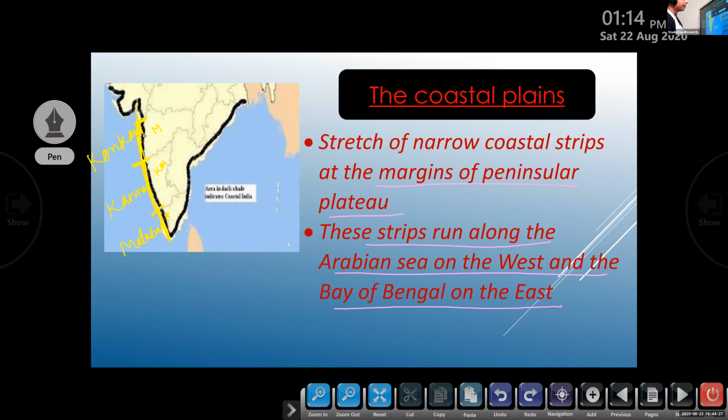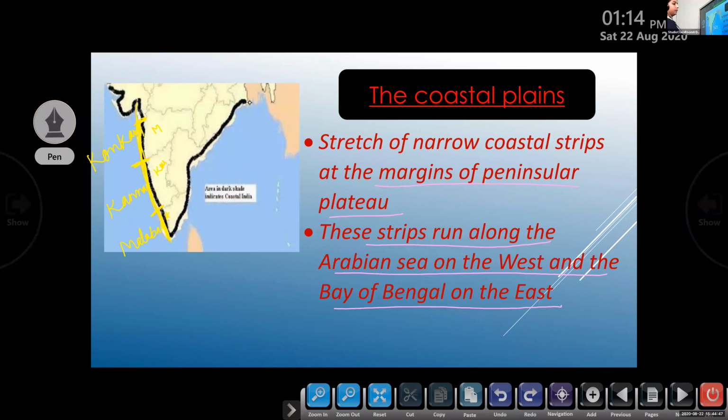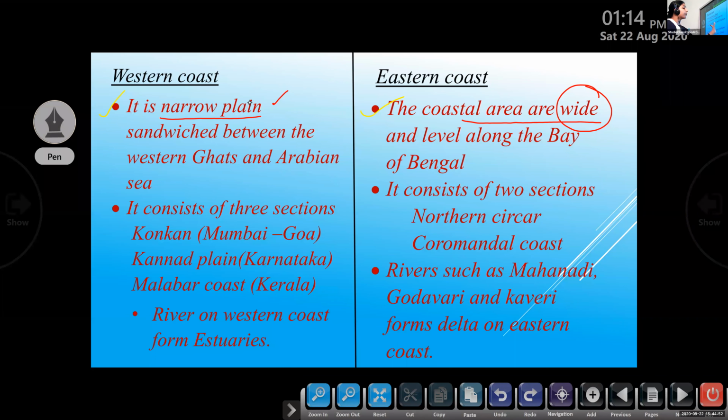Three divisions clear? If you need more explanation, you can tell me. I'll explain the topic again. Now, the western coast consists of three sections. First one, Konkan from Mumbai to Goa. Second one, Kannad plain, Karnataka. Third one, Malabar coast, Kerala. Clear?